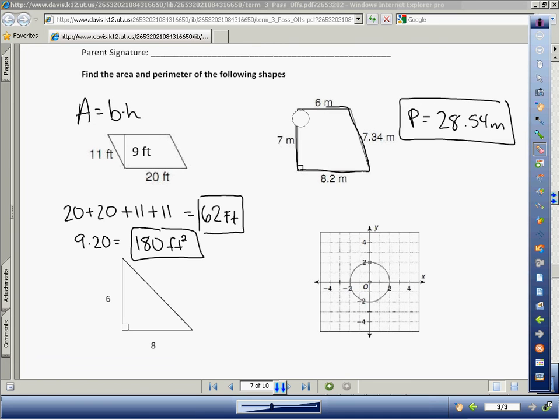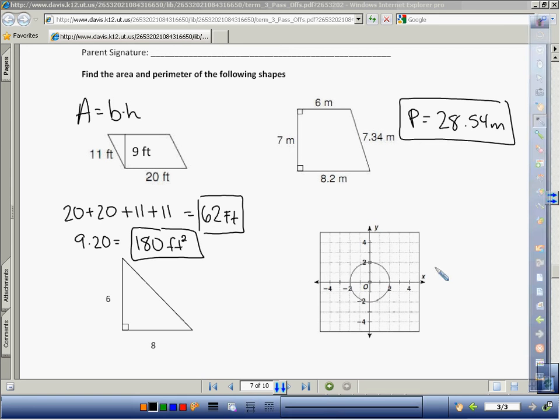Now, when we go to do our area on this, it's a little tricky, but not too bad if you remember what I talked about in class. What we're going to do is make this top just a little bit longer, and make this bottom just a little bit shorter, and we're going to make ourselves a nice little rectangle.